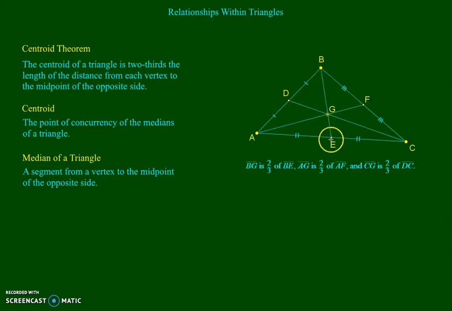So BE here is a median because it goes from vertex B to the midpoint of AC. CD is a median because D is the midpoint of AB, and so that's a median, and that's a median. AF goes to the midpoint of BC. Now, the idea behind the centroid is the point of concurrency of the medians of the triangle.